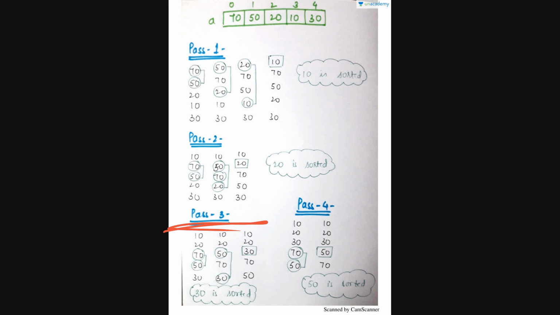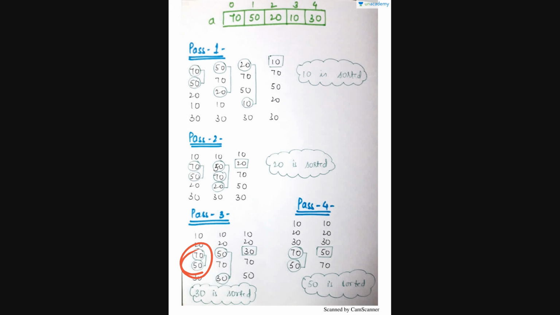In pass 3, we have to write this sequence itself. That is 10, 20, 70, 50, 30. Now 10 and 20 are already sorted. So we have to move on to the third element, that is 70. We have to check for the element which is smaller. So 70 is the element. The smaller element than 70 is 50. So we have to swap these two. That is, 50 will go into the place of 70 and 70 will come into the place of 50.